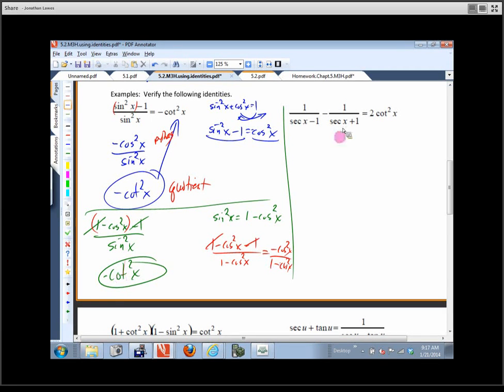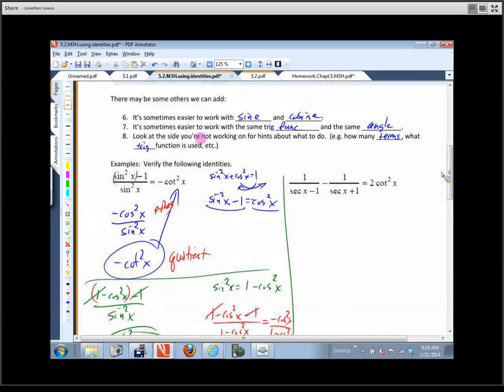Okay, let's take a look at this one right here. And then usually the question is, where do we start? And which side is more complicated? So on this problem, which side's more complicated, left or the right? Left. Okay? Now, when I set up here, look at the side you're working on for hints about what to do. How many terms do I have on this side? 2. And how many terms do I have right here? Only 1. So if I'm going to turn these 2 terms into 1 term, I better combine those together.